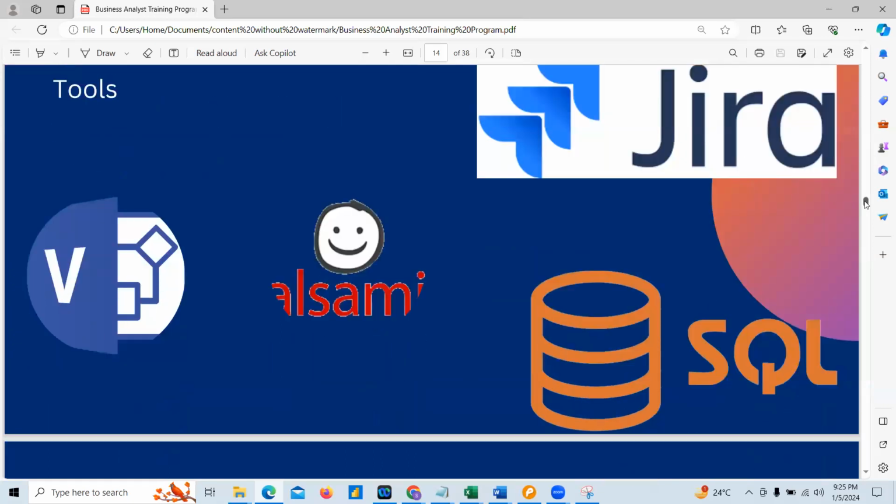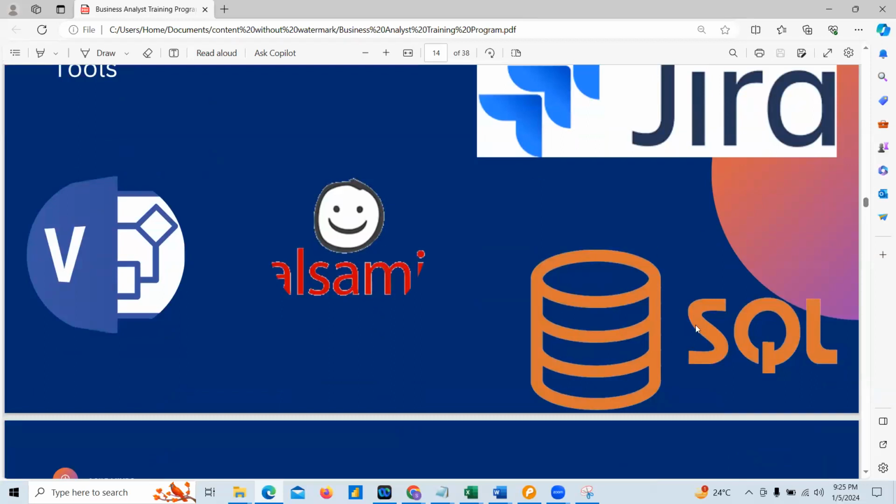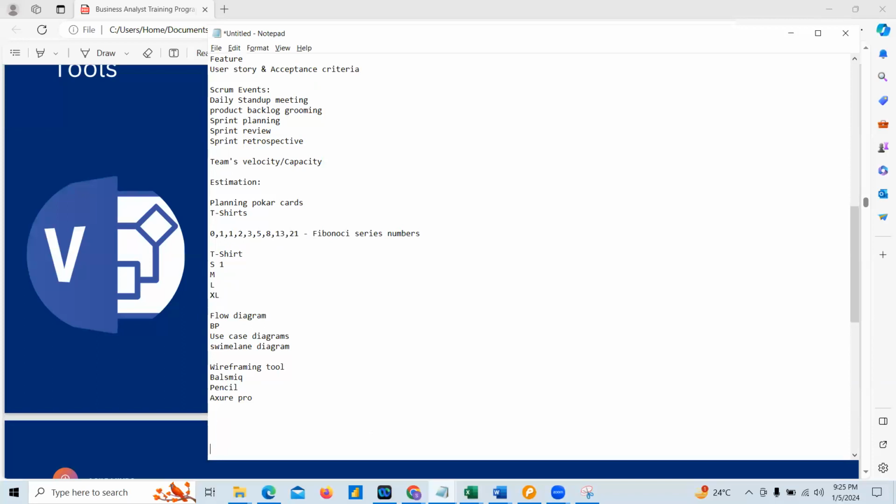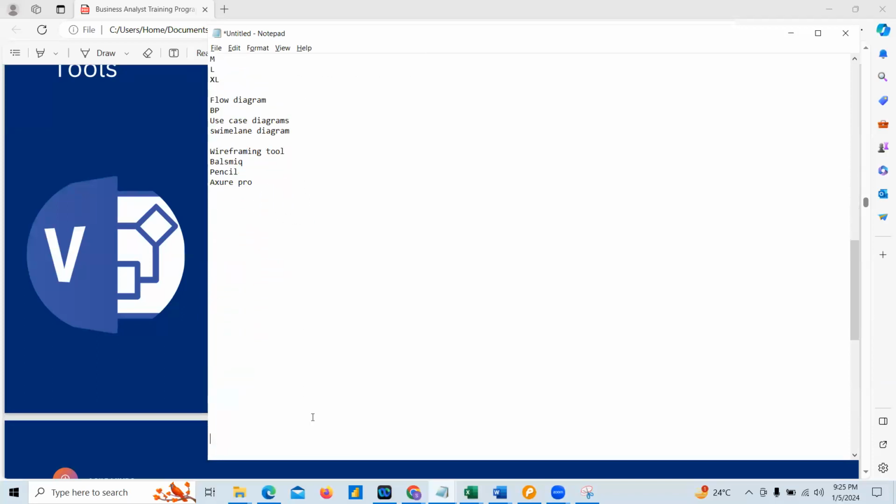Then comes SQL. SQL is also part of this training program. You may ask me why SQL is needed. I mentioned a BA does not require technical knowledge, but why am I including SQL? You must have that question. Sometimes when you work on a real-time project, mainly in banking or insurance, the client will ask you to give them some data. So you need to extract it from the backend and give it to them.